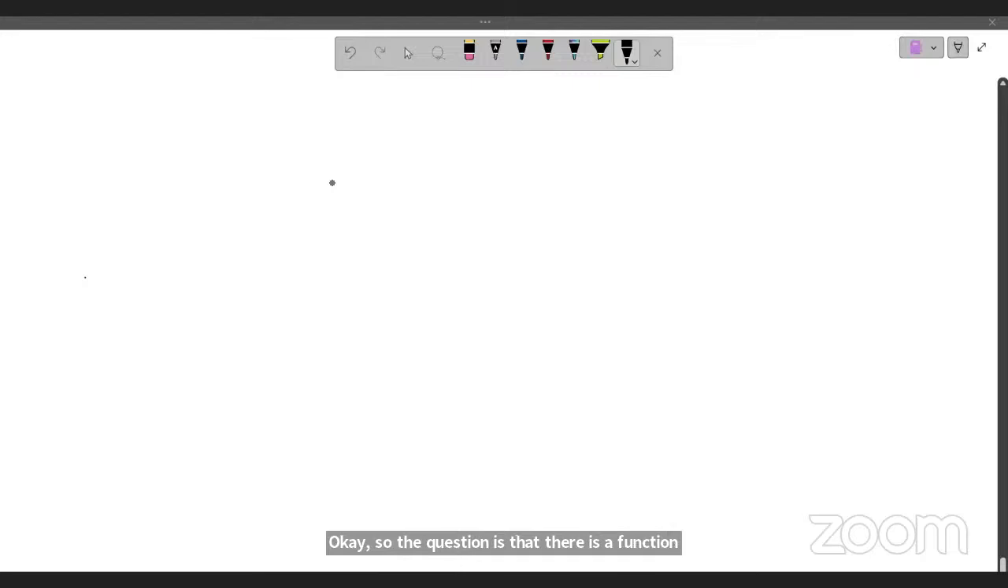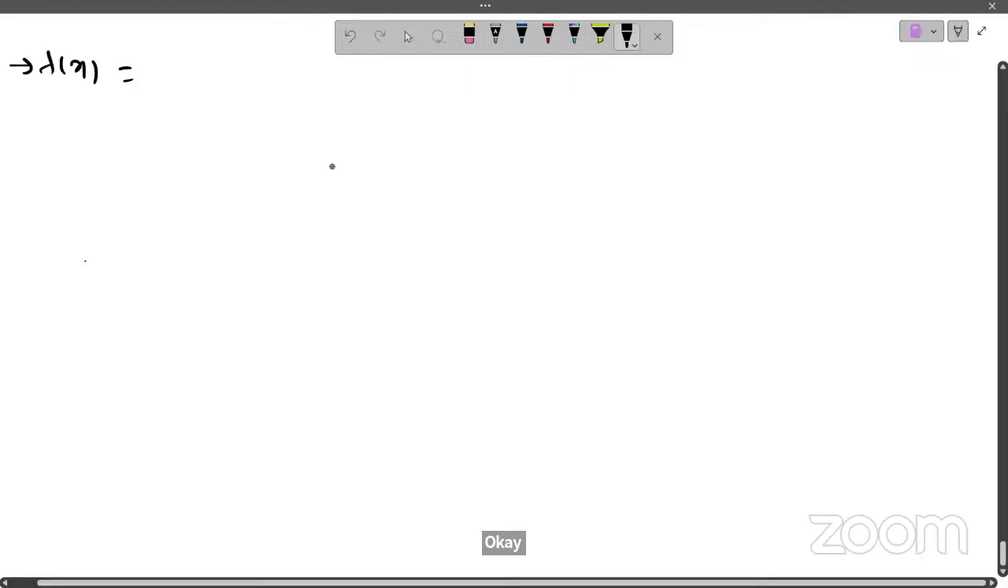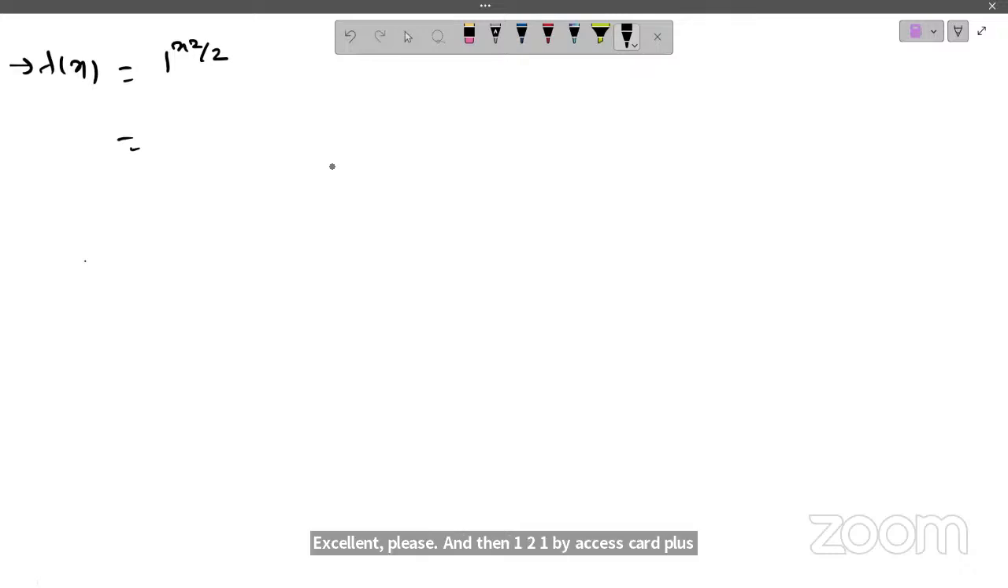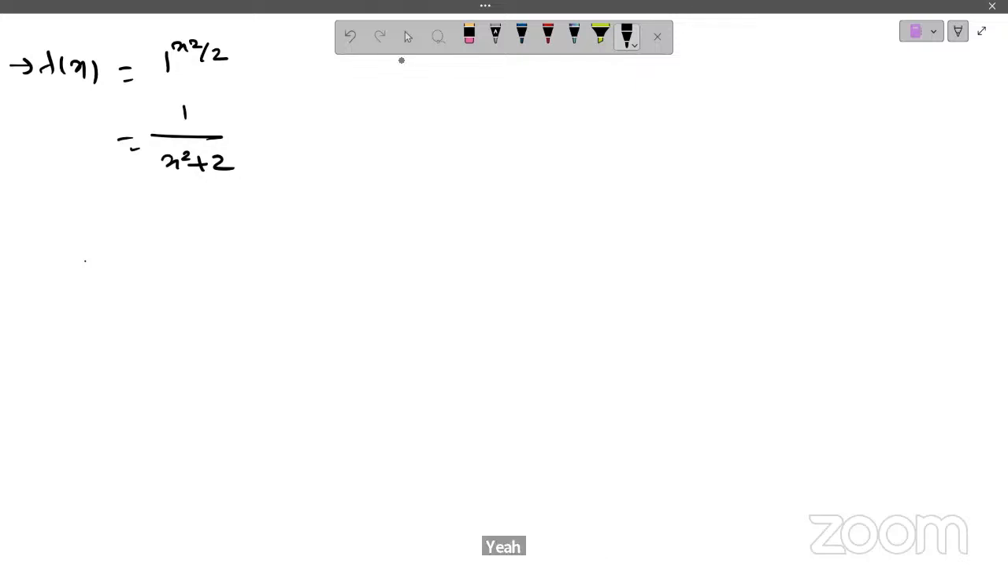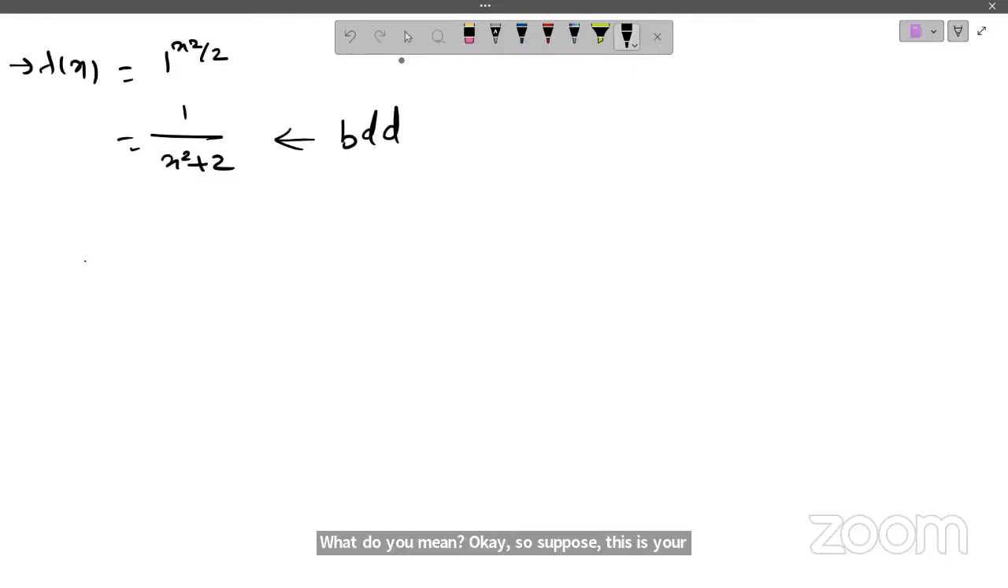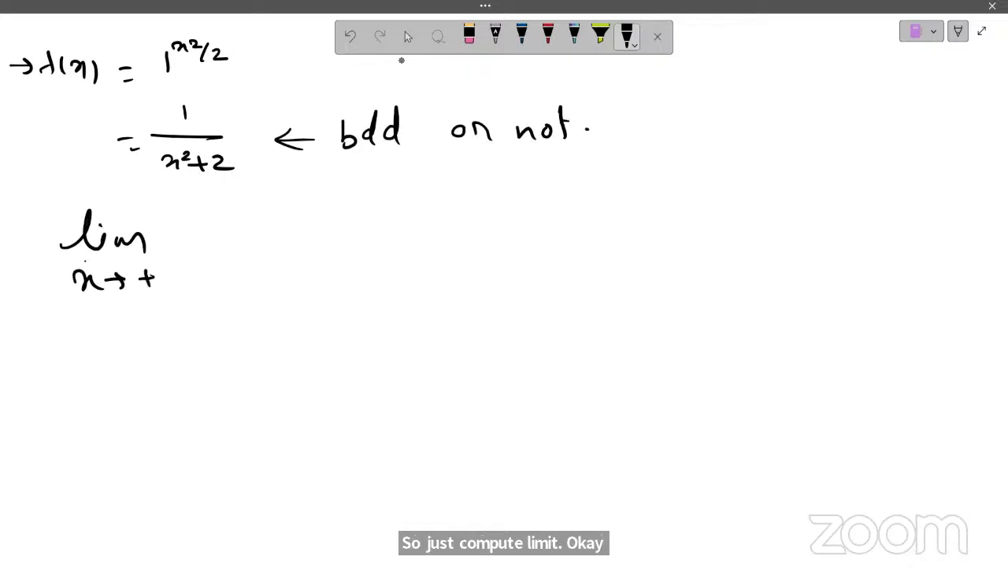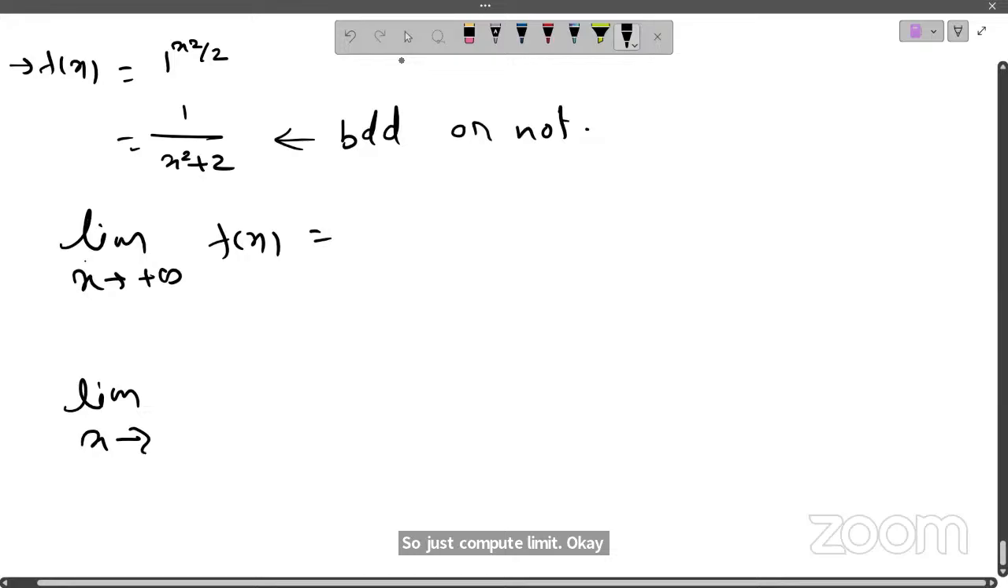Okay, so the question is that there is a function f(x) equals 1 by x square plus 2. Suppose this is your function and they ask whether it is bounded or not. So just compute the limit as x goes to plus infinity and the limit as x goes to minus infinity of f of x.